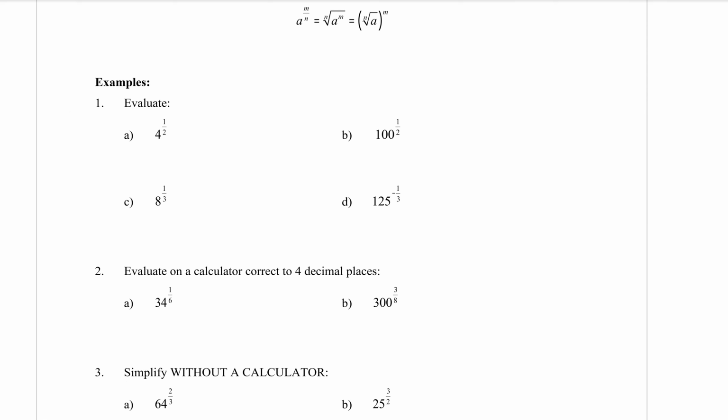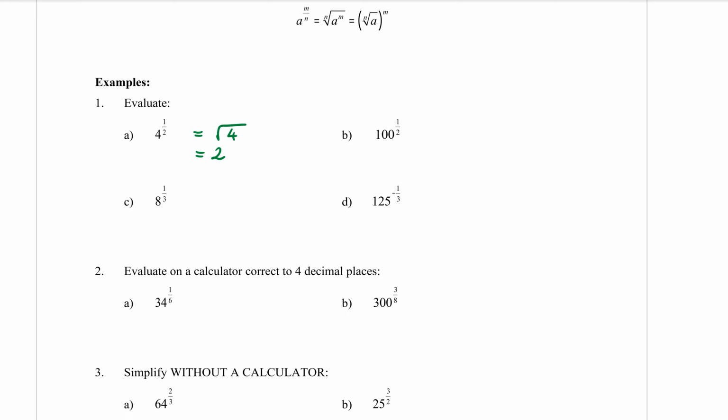Example number 1. Evaluate each of the following. Now, as much as possible, we're just practicing using our square root form. I know you can type stuff into your calculator, okay? But we're trying to familiarize yourself with what these fractional powers mean. So a power of a half, you should automatically be thinking that that is the same as a normal square root. The square root of 4 is simply 2. You don't need a calculator for that, okay?